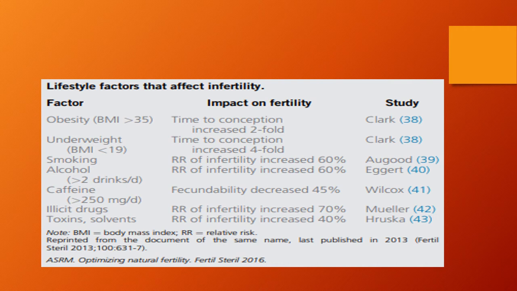As we see here in this table, there are some factors that have significant impact on fertility, lifestyle factors that affect infertility. Obesity with BMI more than 35, time to conception increased twofold; underweight BMI below 19, time to conception increased fourfold; smoking, alcohol, relative risk of infertility increased 60%; and some drugs also, and some toxins, relative risk of infertility increased to 40% for the drugs, especially illicit drugs, and 40% toxins.